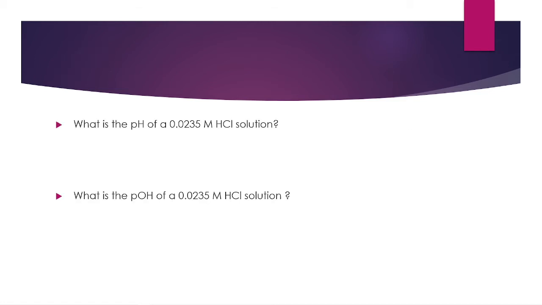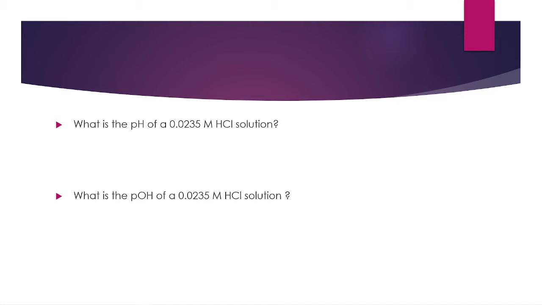Alright, so quick little checks. What is the pH of a 0.0235 molar hydrochloric acid solution? Remembering you're going to be using pH equals negative log of H+. So just quick pause of the video, give it a go, make sure that you get it correct. If not, then you might need to ask yourself why you're not getting it correct or where you're getting it wrong.